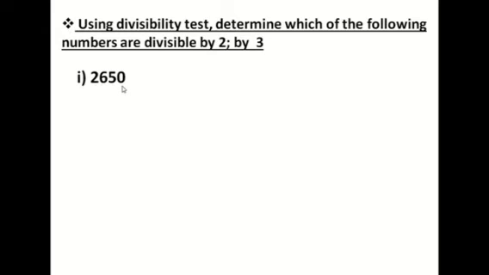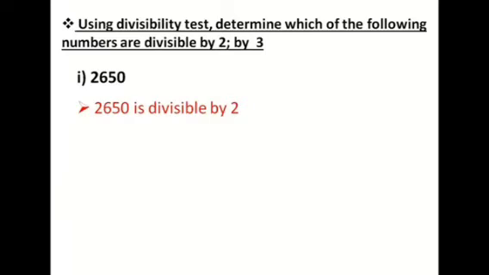So first you try to find out whether the number is divisible by 2 or not. The rule says if the ones place is 0, 2, 4, 6, 8, then only the number will be divisible by 2. So here you can see the units place is 0. So we can tell that the number is divisible by 2. So you have to recollect the rule and then only you can draw the conclusion. So please write down that 2650 is divisible by 2.